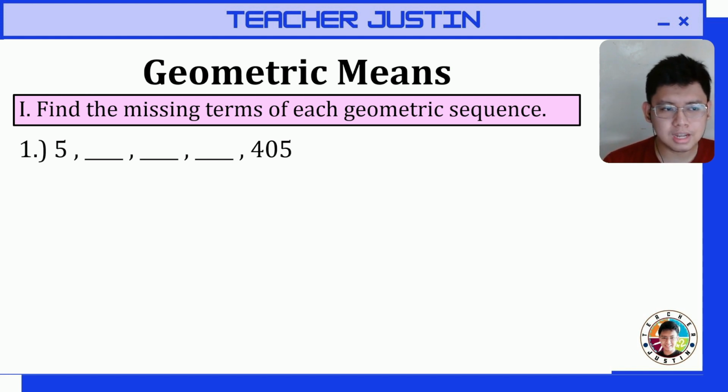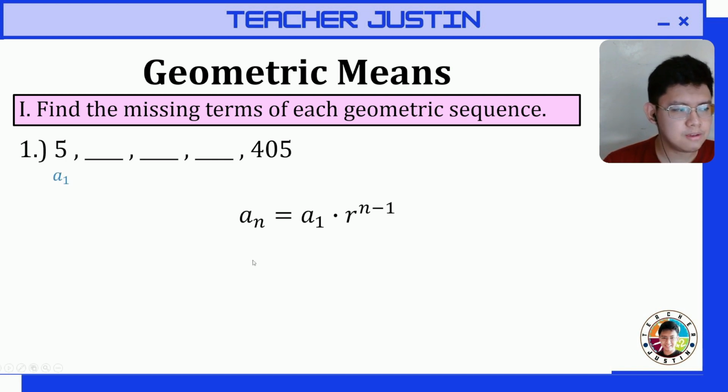So to get the common ratio, we will still use the formula a sub n is equal to a sub 1 times r raised to n minus 1. So, ito yung gagamitin nating formula to solve for the common ratio. Now, to solve this, let's start first with identifying kung ano yung mga given.